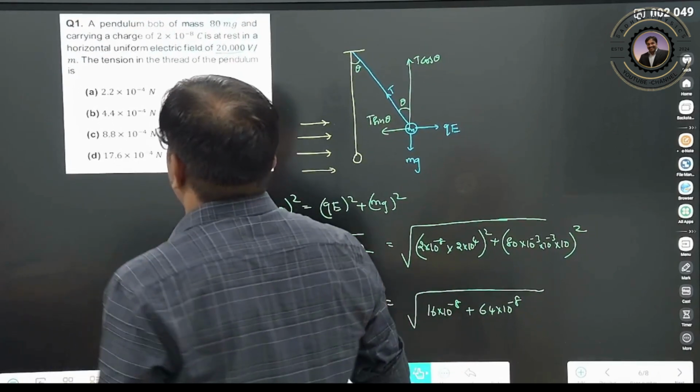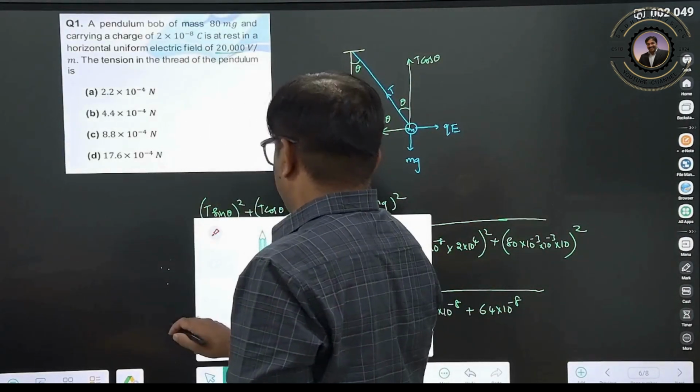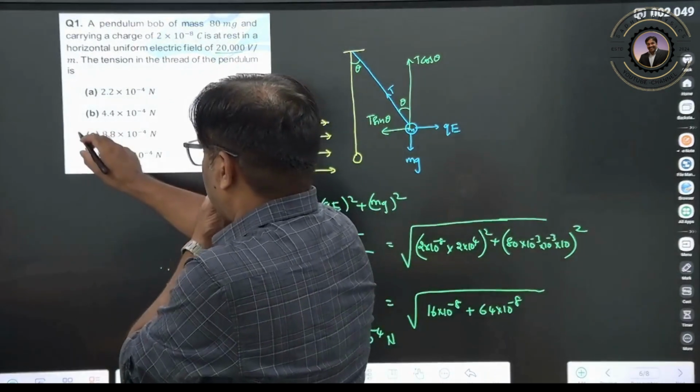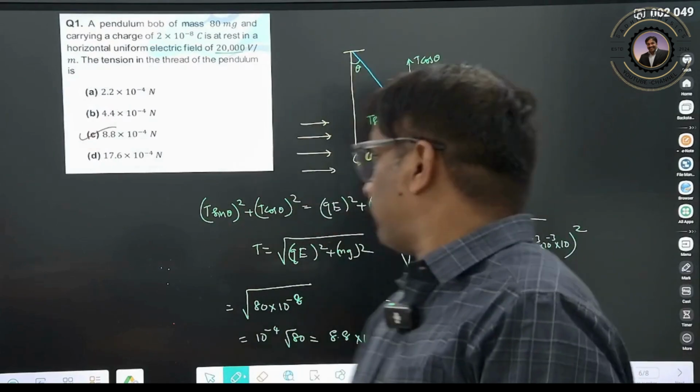Right. So here what you can get now is 8.8 into 10 to the power of minus 4. So this will be your answer. Clear?